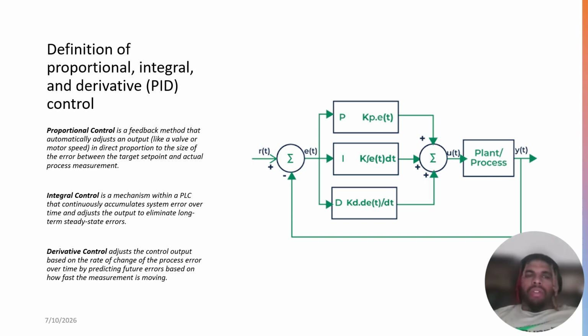For integral control, it is a mechanism within a PLC that continuously accumulates system error over time and adjusts the output to eliminate long-term steady state errors. On the other hand, derivative control adjusts the control output based on the rate of change of the process error over time by predicting future errors based on how fast the measurement is moving.